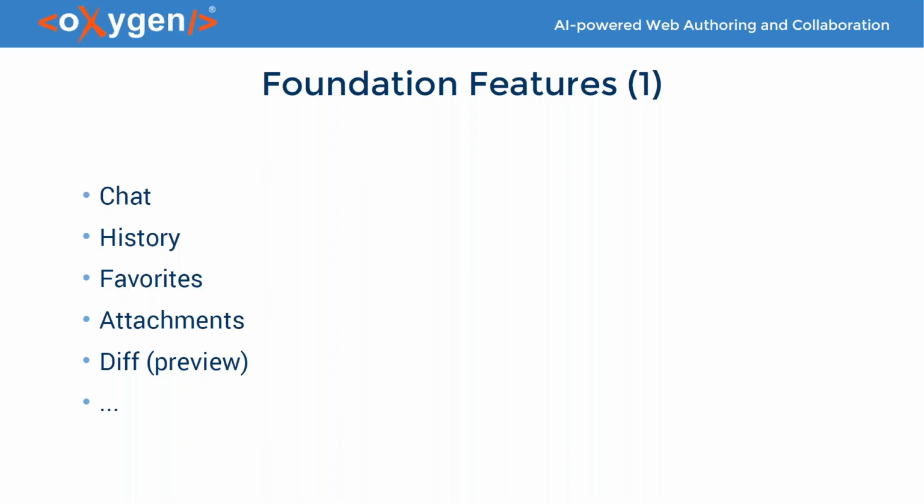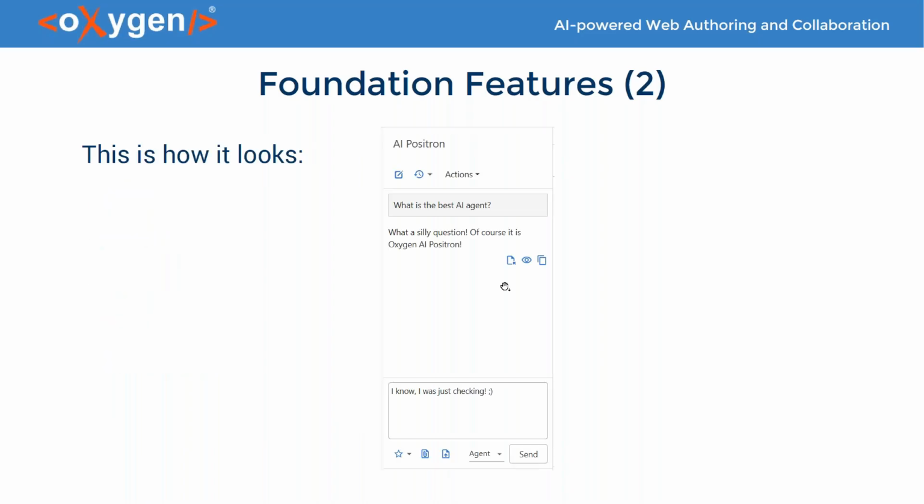And the diff, you can preview a diff between the current document and the AI response applied to it. With the diff, you won't accept AI changes without knowing exactly what is changed in the document. You have full control and transparency with it.